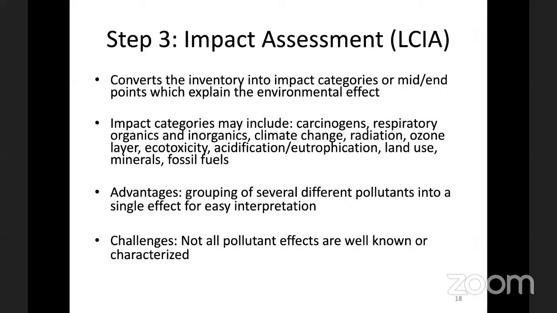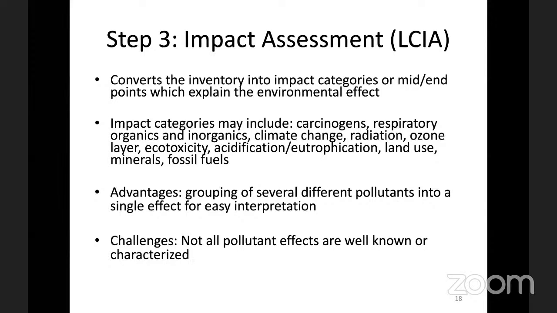Step 3 of the process. So we have the inventory of the processes. Now, what do we do with the inventory? Here we have step 3, impact assessment. This converts the inventory into impact categories or mid and end points, which explain the environmental effect. Impact categories may include carcinogens, respiratory organics and inorganics, climate change, radiation, ozone layer, ecotoxicity, acidification, eutrophication, land use, minerals, and fossil fuels.